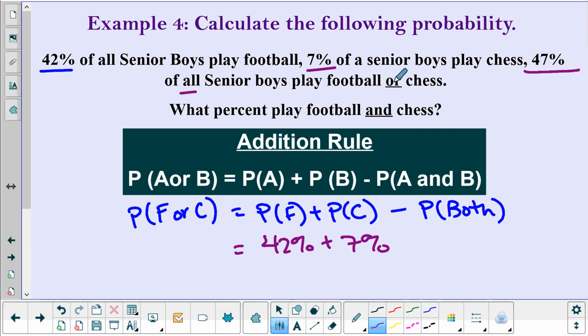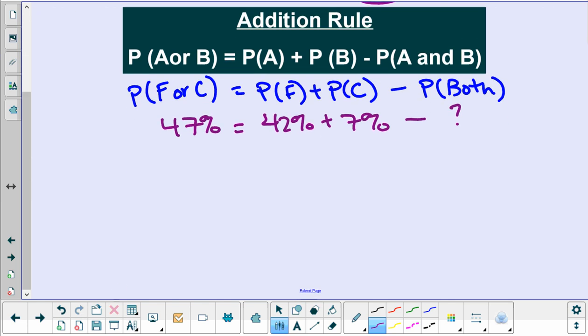47% of all senior boys play football or chess. Be careful here. You're given the or. You are told that this is 47. The question is, what is this? That's our question mark. That's our variable. That's what we have to solve in this case. We're given the or, we're trying to find the and.